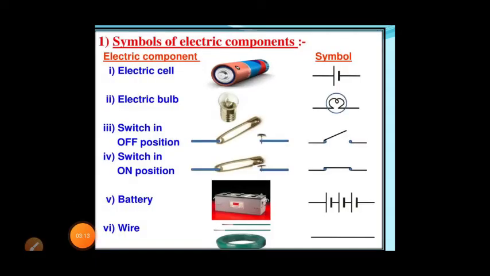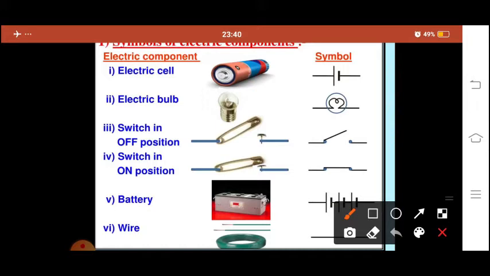Now let us see the different symbols of electric components. It is very important that you know all these components. The first one is the electric cell. It has one positive terminal. If you observe this cell, on one side a little bit of metal is raised up, and that is known as the positive terminal, and the other is the flat plate.